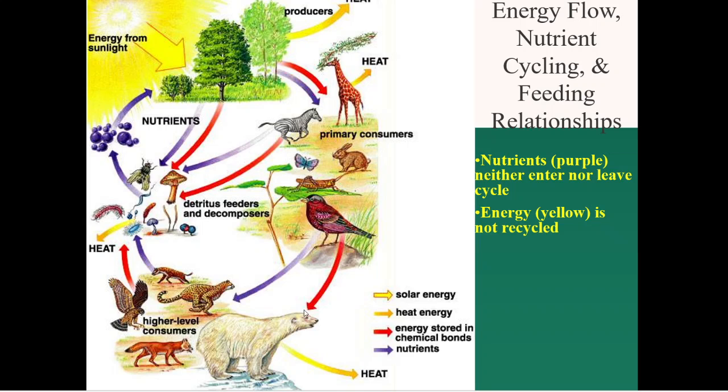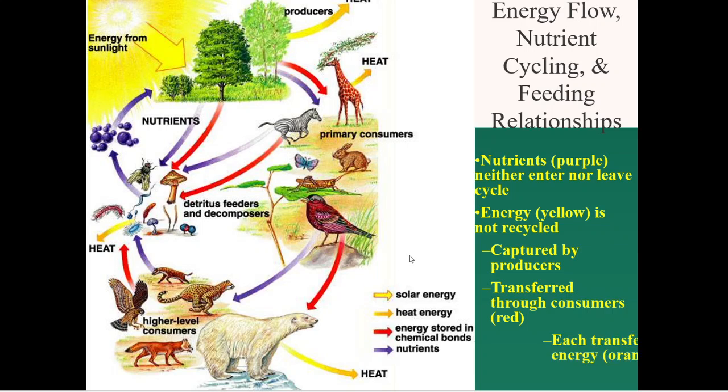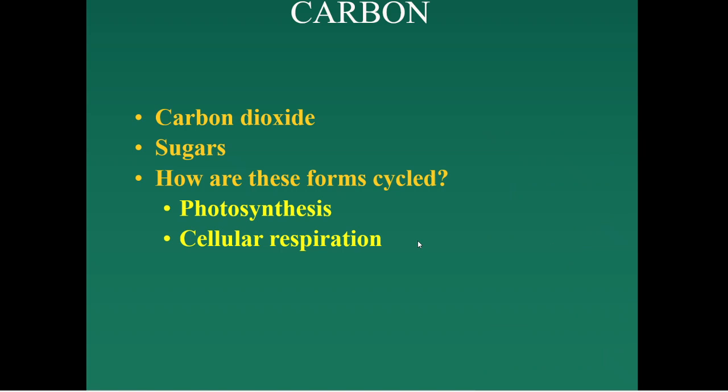Energy is in yellow. We say it's not really recycled. It's lost as heat, but it goes up into the atmosphere, and it does come back down. It's captured by producers, and it's transferred through consumers, which are in red. That's just telling you what these different arrows mean. Each transfer loses energy. Remember, in each transfer you're only transferring 10% of the energy. 90% of it is lost back into the environment.